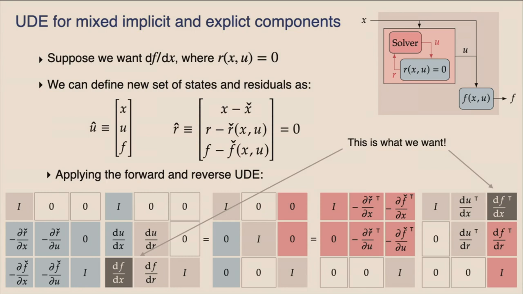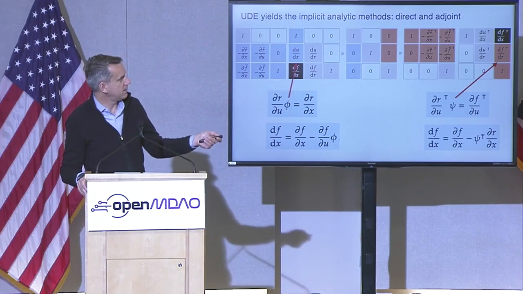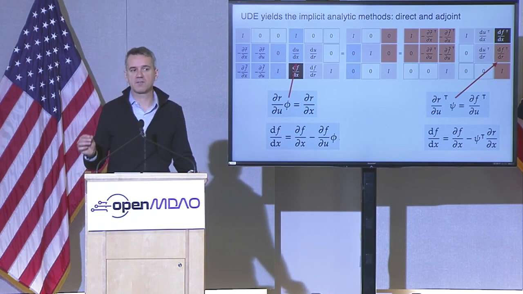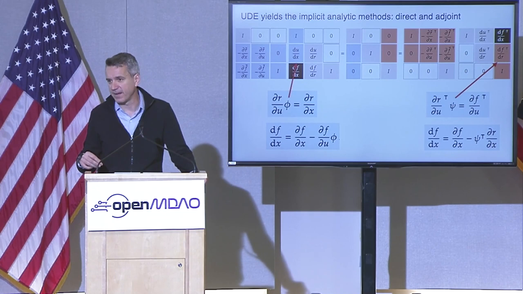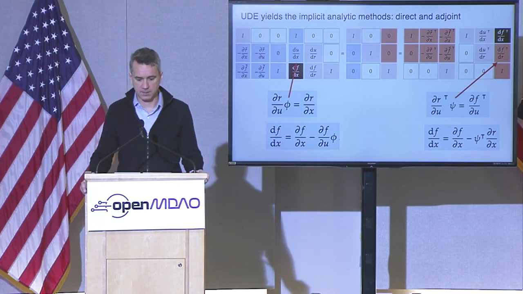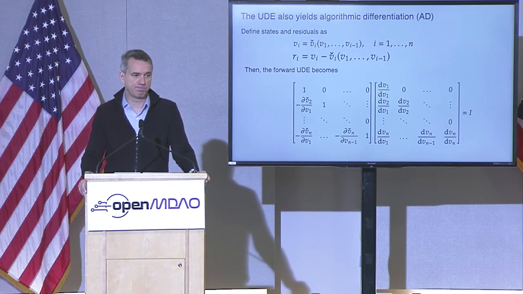Now, if we look at this, this is actually the direct and adjoint methods. Typically, I'd derive the adjoint method another way from scratch, not using the UDE, but this yields it. The only gotcha here is that this dudx ends up being the term in the direct method. And the dfdr, the total derivatives of the objective with respect to the residuals, is the adjoint vector. But this ends up being basically these direct and adjoint equations. I also mentioned that this could get you the AD, or algorithmic differentiation, equations, and here they are.